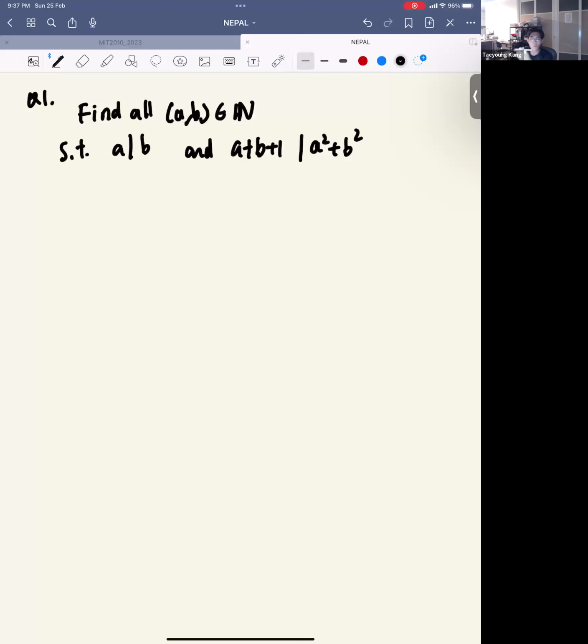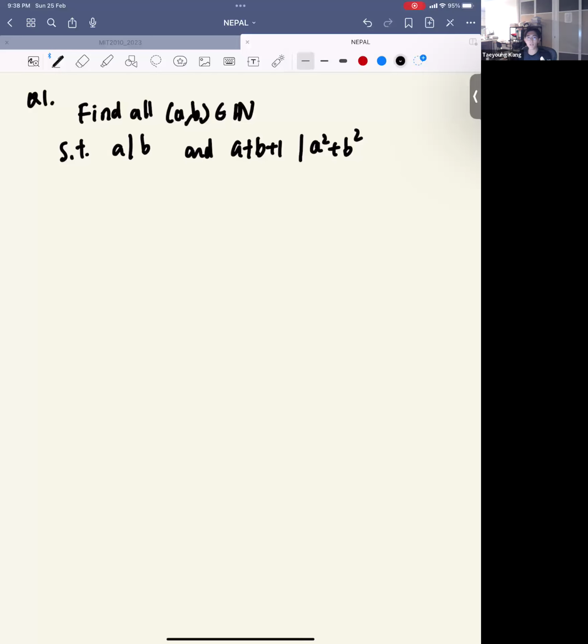So when trying this problem, what were your ideas? Anyone can just write in the chat and let me know what you were initially thinking when you saw this question. What did you try to do? You can just type in the Zoom meeting chat or the Discord. Yeah, I enabled chat for everyone, so you can type it in the chat.